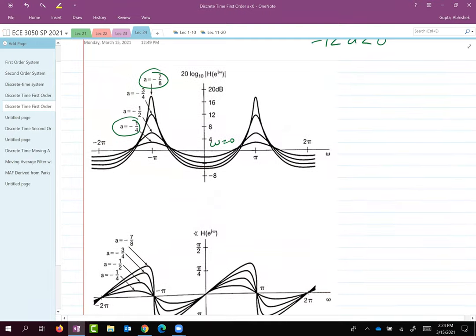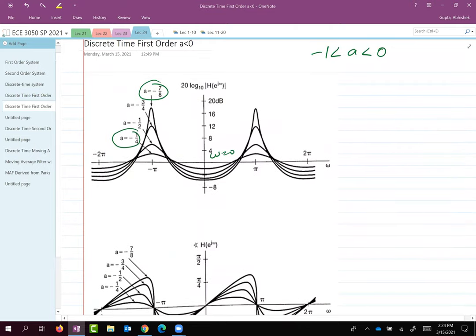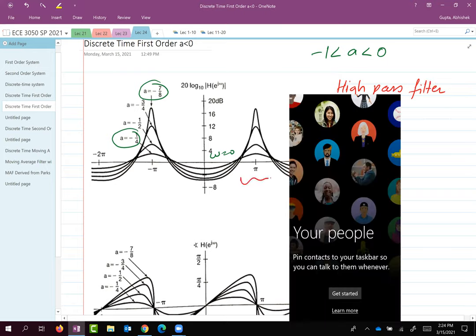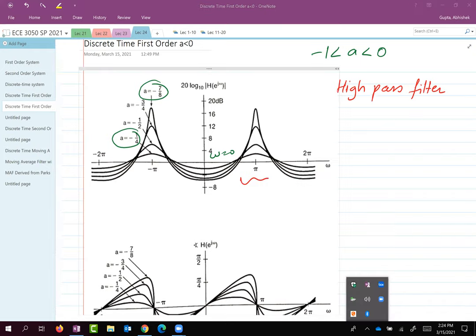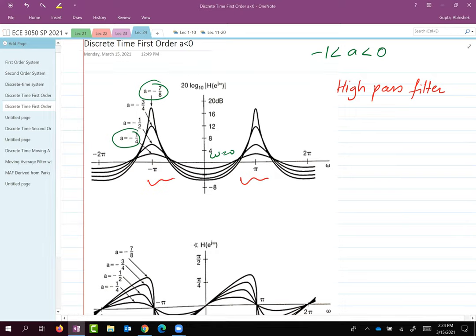And what do we notice here in this case? What sort of filtering behavior are we noticing here? It looks like a high pass filter. Any frequency that's close to pi and negative pi, those are high frequencies. So it's basically passing high frequencies, but it is attenuating the low frequencies. So at omega equals zero, the magnitude plot is small. It's in a log scale, so anything below zero means it's attenuated. So this is the zero line.